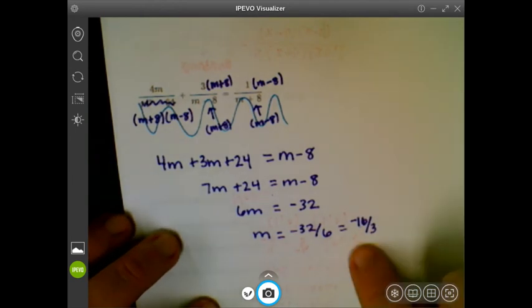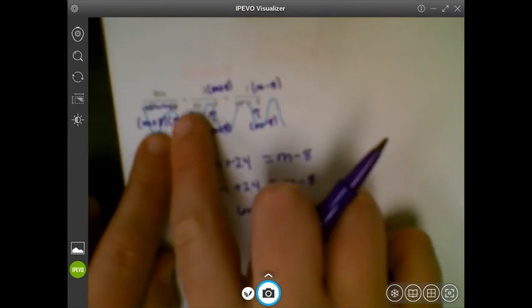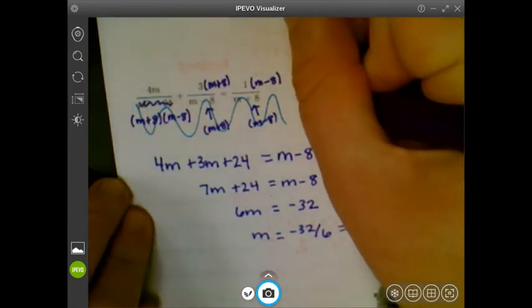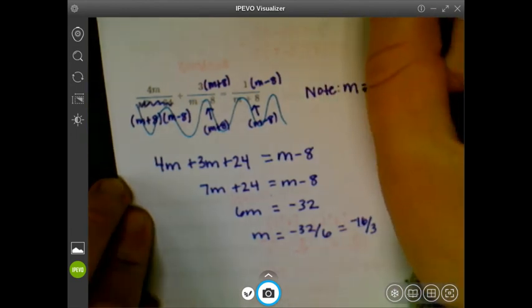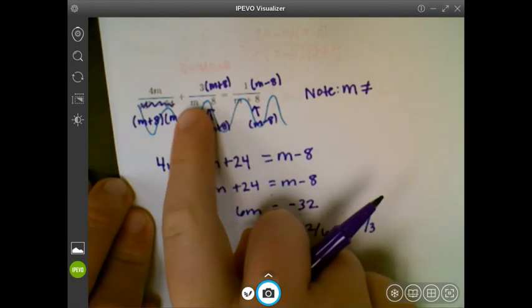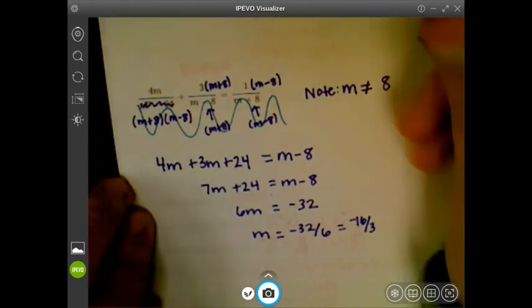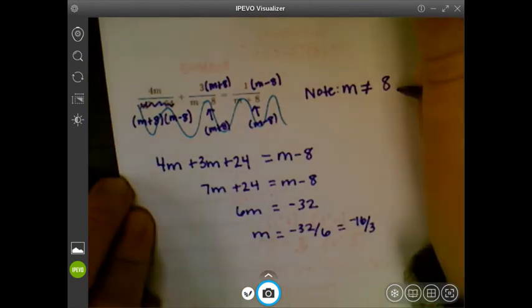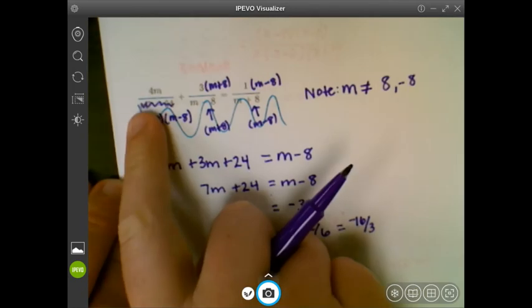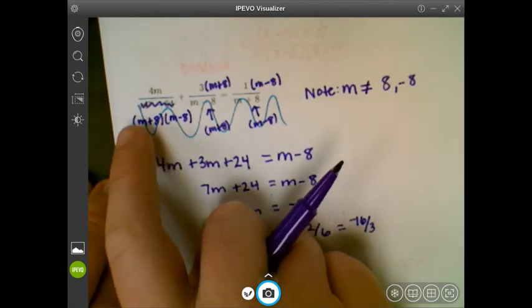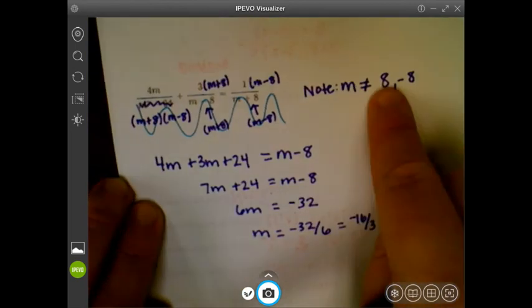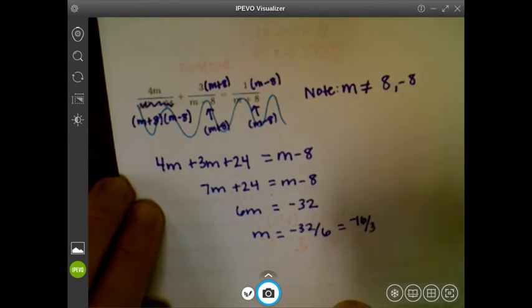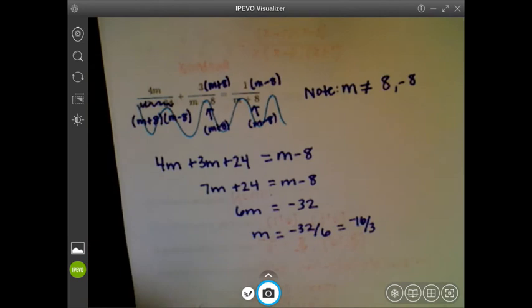And then last but not least, you have to think about what made your original denominators equal to 0. So I know we didn't write it down at the beginning. We should have, sorry. So a little note, what can m not be? Well, for this one, m minus 8, it means it can't be a positive 8. For m plus 8, it means it can't be a negative 8. And for the m squared minus 64, since that was m plus 8 and m minus 8, it still can't be negative 8 or positive 8. So as long as it's not 8 or negative 8, then it is a solution. So the right answer is negative 16 over 3.